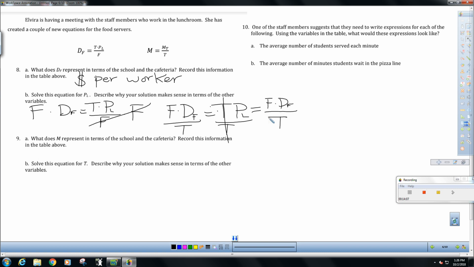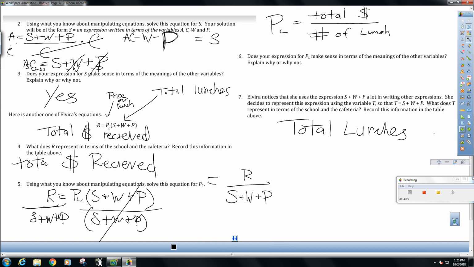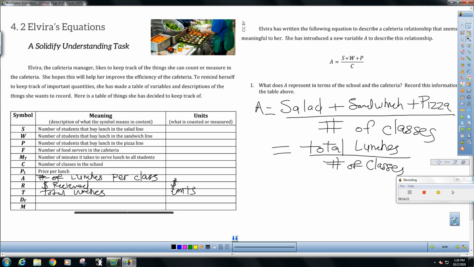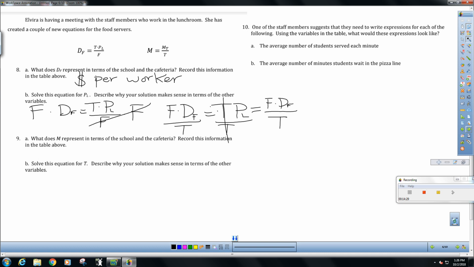What does M represent in terms of the school and the cafeteria? Let's see. What's M sub T? The number of minutes taken to serve all students. So M sub T is the time to serve all of the students. T is the total amount of lunches. So what does M represent? It's the amount of time per student.